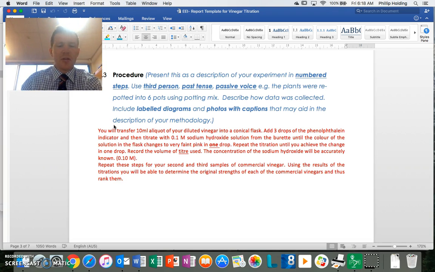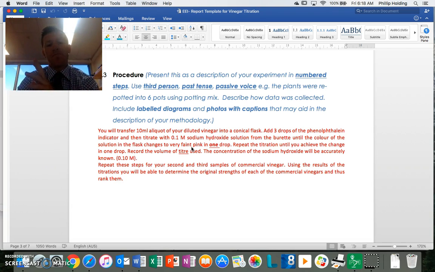Same thing with this. You need to do it in a specific order, which is why it's important to number your particular steps. Remember, third person and impersonal. Third person past tense. Okay, so 10 mL aliquot of diluted vinegar was transferred into the conical flask. All right, and when I say impersonal, we don't use things like I, we, me, or our. We don't say I transferred an aliquot across. You say the aliquot was transferred across, or the beaker was filled, or the Bunsen burner was lit.